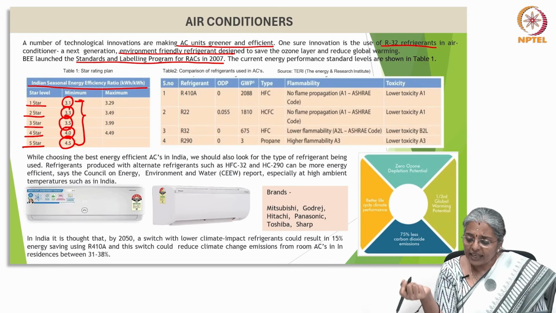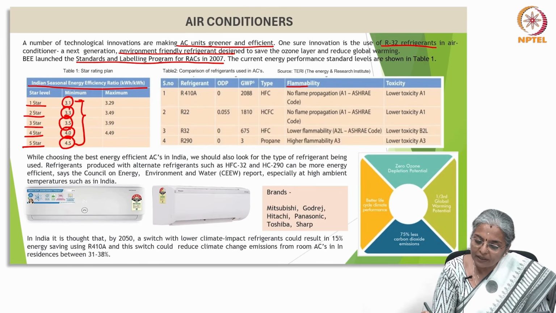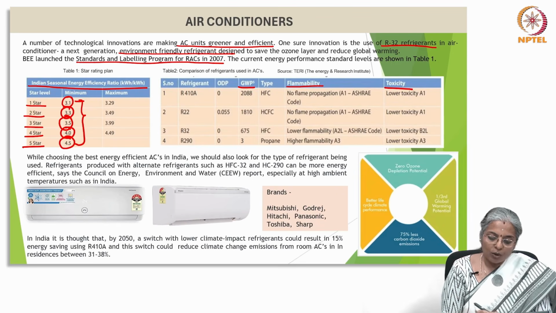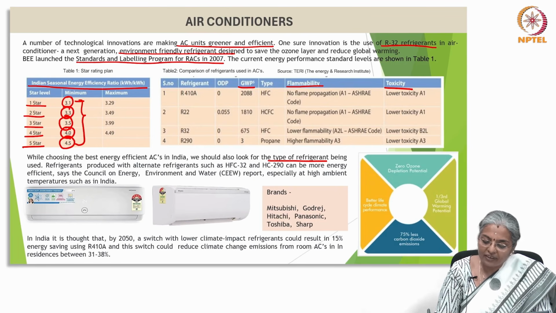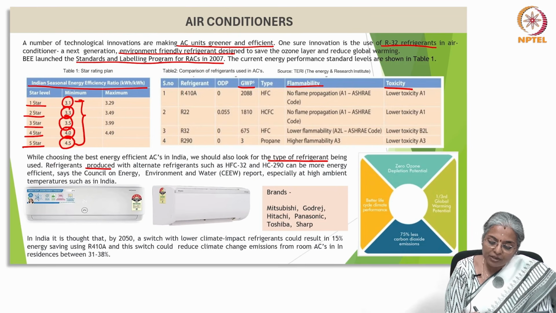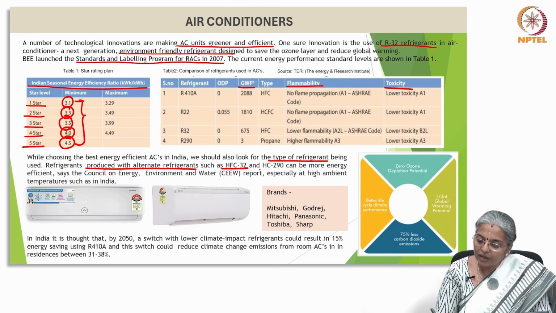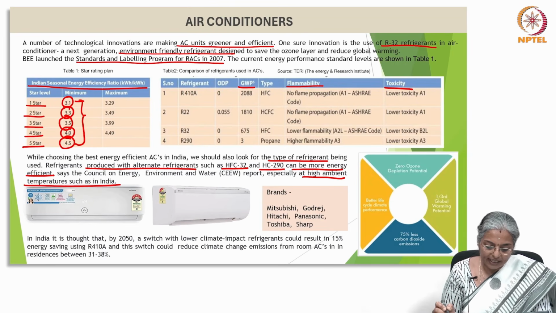Also, there are various refrigerants which have been compared for their flammability, global warming potential and toxicity. So, when we choose the best energy efficient air conditioners in India, we should look for the refrigerant produced with alternative refrigerants such as HFC 32 or HC 290, which can be more energy efficient, especially at high ambient temperature such as India.